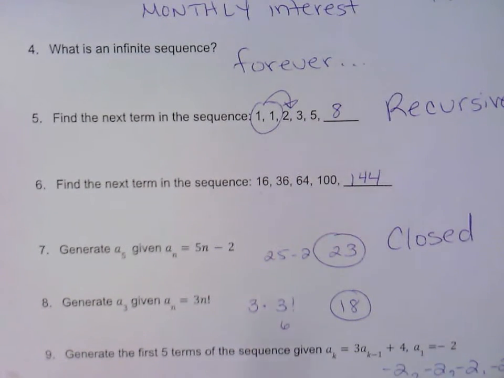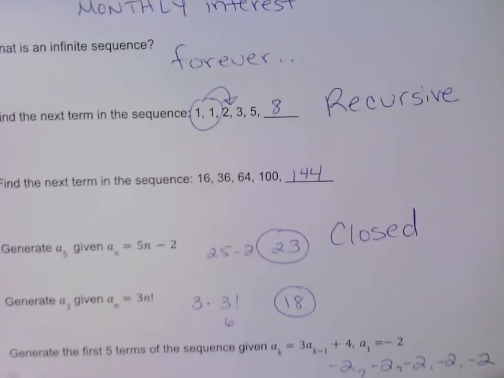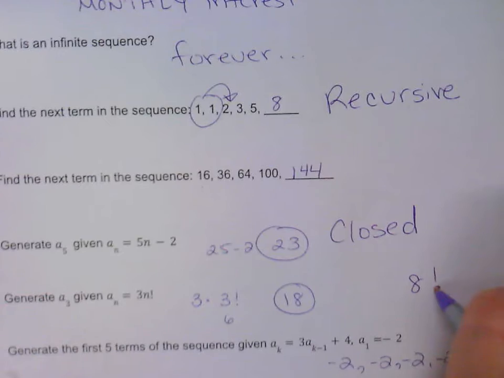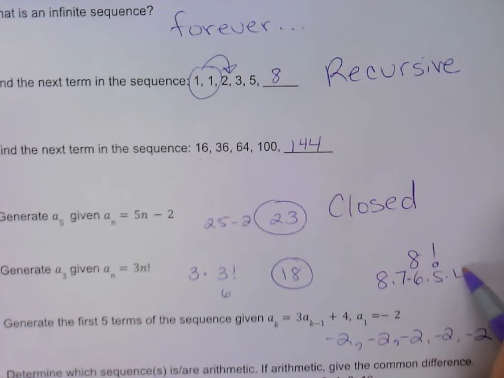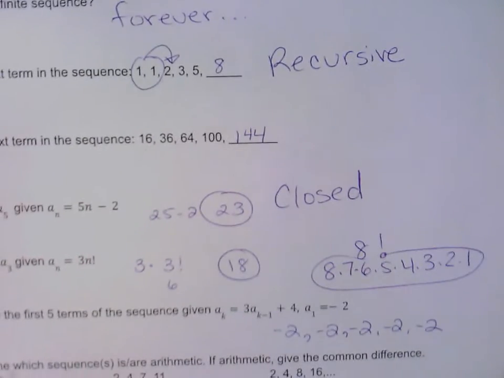It uses a factorial. So this was on those intro notes. What is an exclamation mark? An exclamation mark is a factorial. Let's say you had 8 factorial. You have 8 times 7 times 6 times 5 times 4 times 3 times 2 times 1, and you'd have to multiply those out on your calculator.